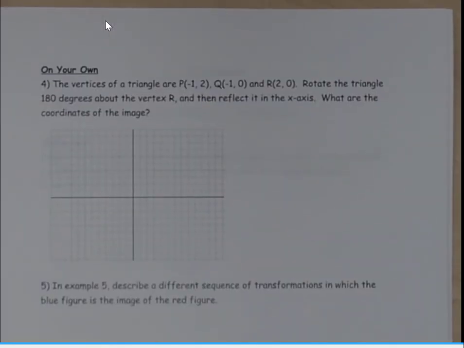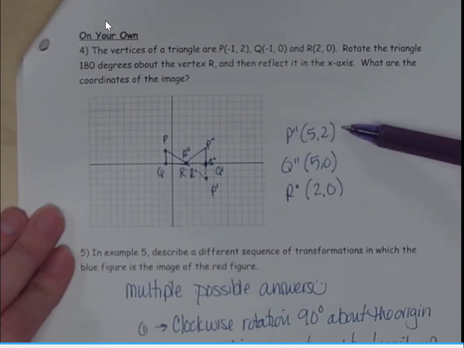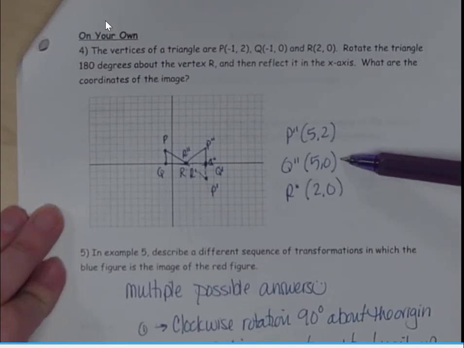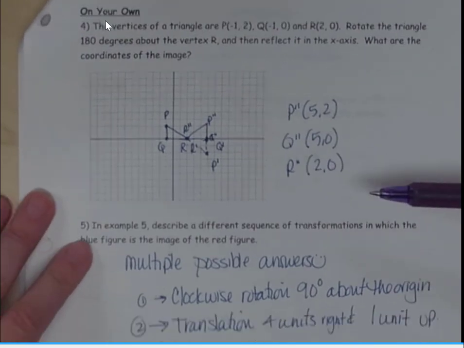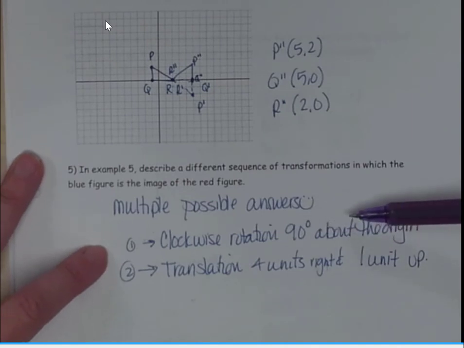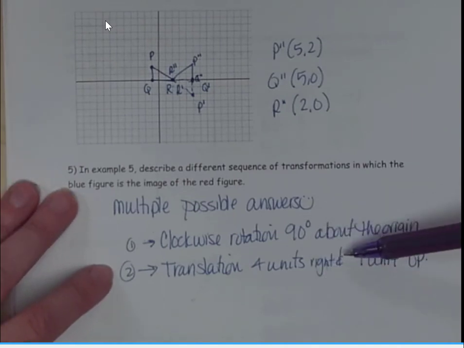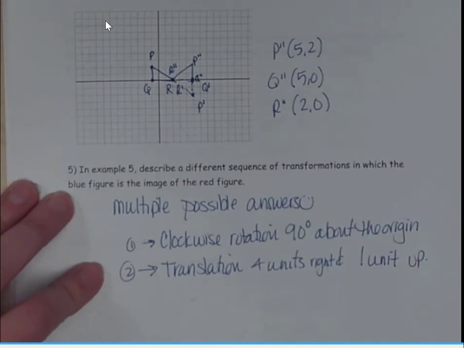Go ahead and try on your own 4 and 5. Hit pause and play when you're ready to check your work. All right, how'd you do? The new points: P double prime 5, 2, Q double prime 5, 0, R double prime 2, 0. Again, multiple different answers. You could do clockwise, translation, units up. There are so many different ways here. I'm anxious to hear how all of you did.